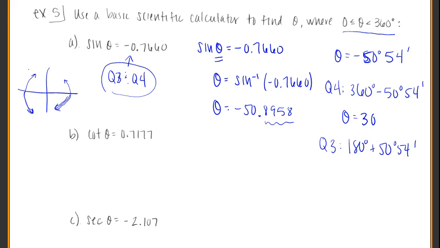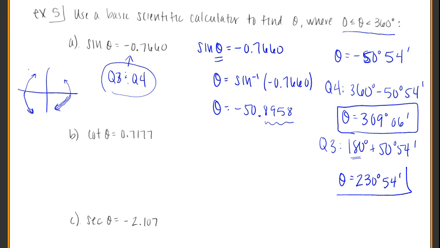let's see, 309 degrees. So 359 minus 50 is 309. And 60 minutes minus 54 minutes is 6 minutes. So there's my answer in quadrant 4. And my answer in quadrant 3, since I'm just adding, I don't need to worry about converting that to 179 and 60. It's just 180 plus 50 is 230 degrees and 54 minutes. And so there's my answer.